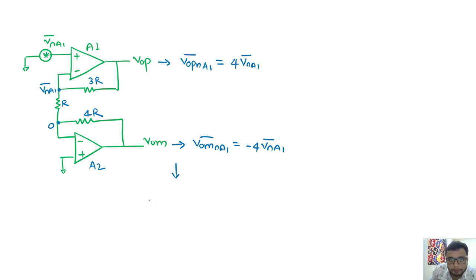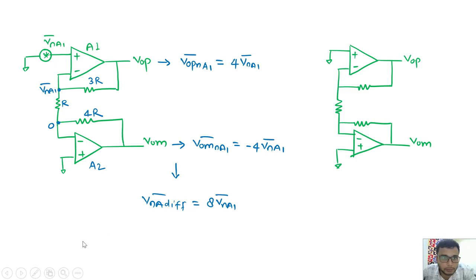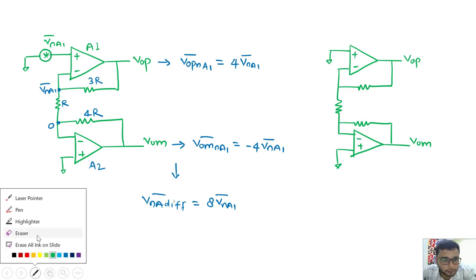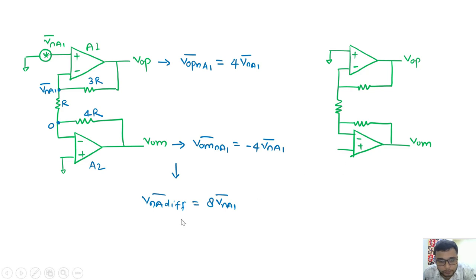So differentially, what will be the VN due to amplifier 1 differential? It can be written as 8 VN of A1. Similarly, when you consider the noise due to amplifier 2 only, we will short this input. So I am considering the noise due to amplifier 2, that I have considered, Vn of A2.